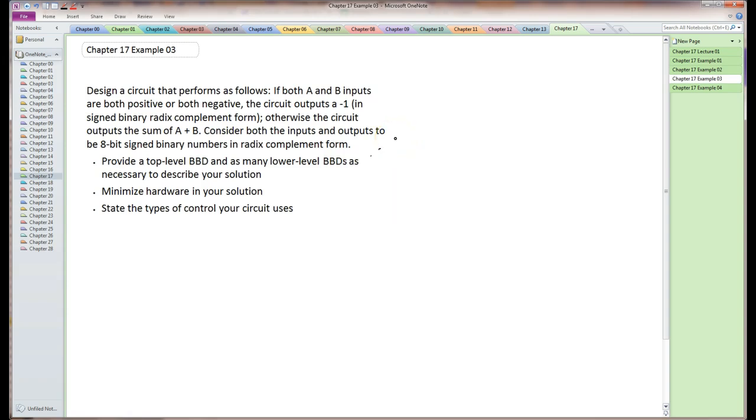Chapter 17, Example 3, and what we have here is a circuit that performs one of two things depending on the quality of the input. So what we have here, it's either outputting a -1 or it's outputting A plus B. So those are our main clues there. So let's go ahead and draw our top level black box diagram first.